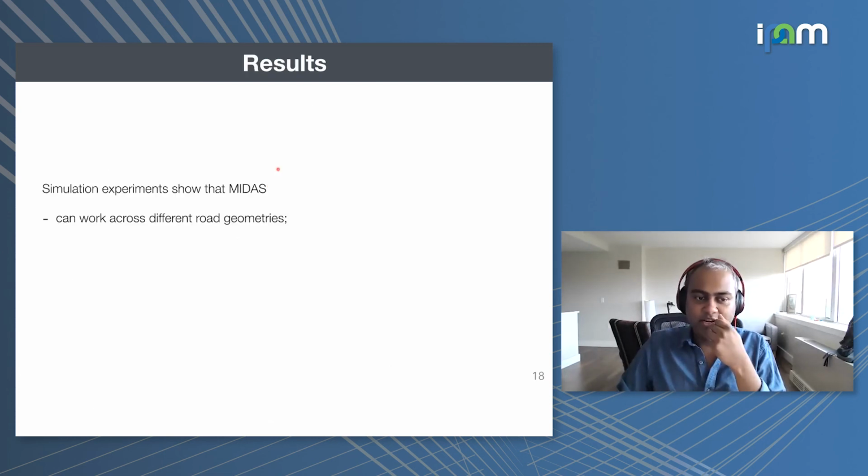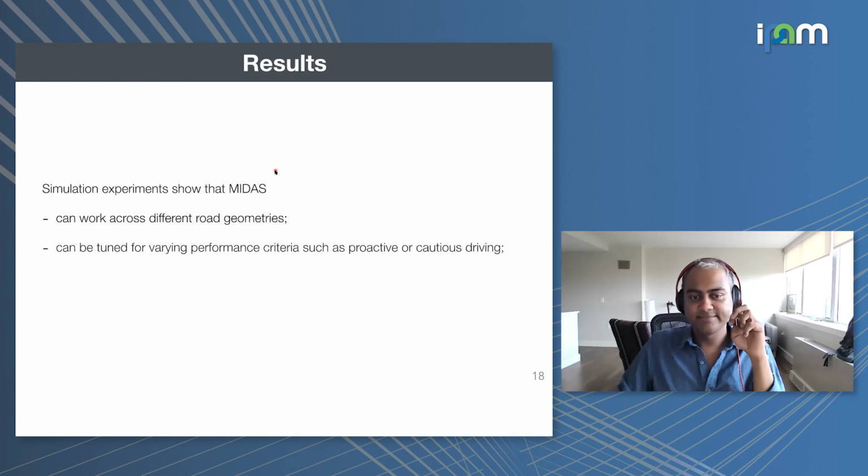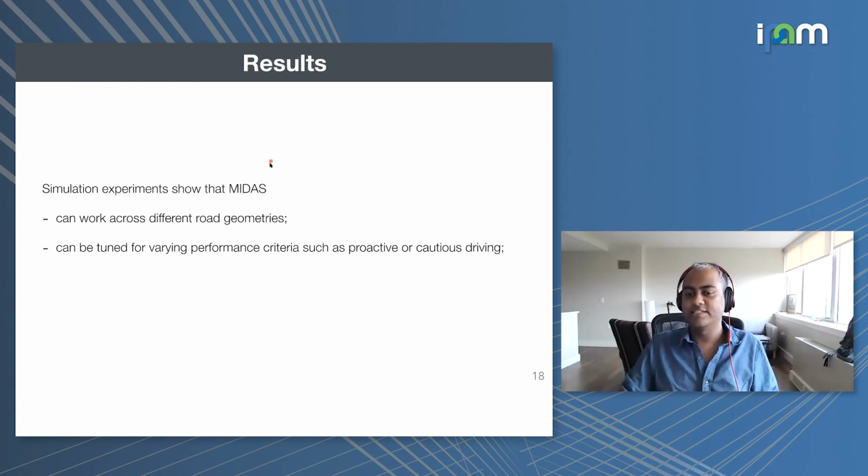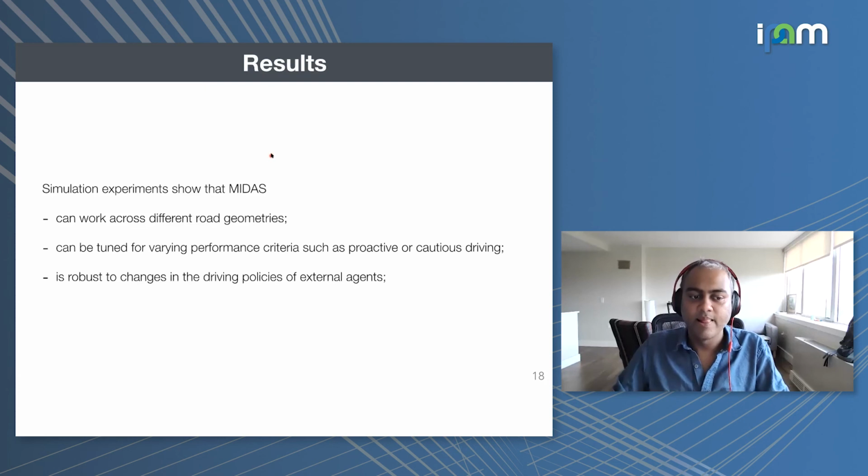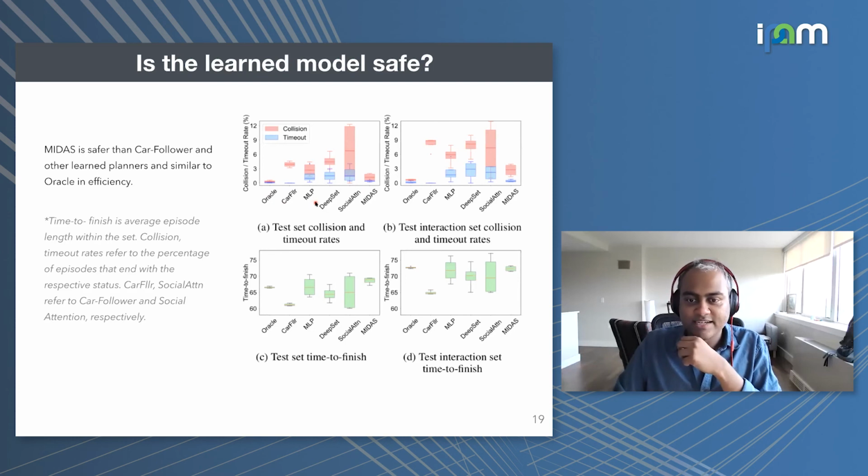So the summary of our experiments in this direction is that, because you are doing off-policy reinforcement learning with high capacity models, you can generalize to different road geometries and still do a good job of driving safely and efficiently. You can tune the aggression of these policies to give you different kinds of behaviors, such as cautious driving or being more proactive in taking the initiative. It is also robust if you change the policies of the external agents, and it is certainly efficient and safe. To give you a few examples, here is how we study it.